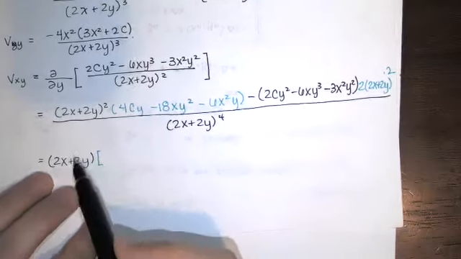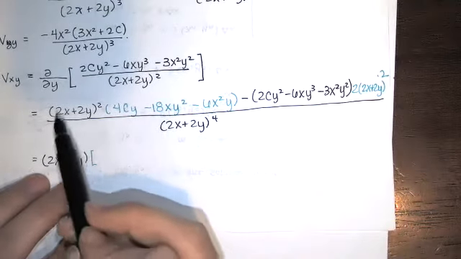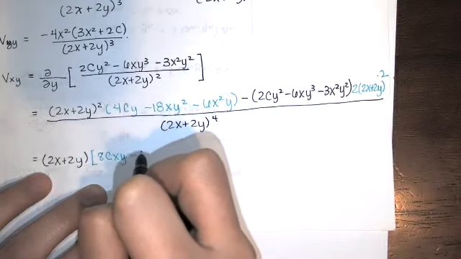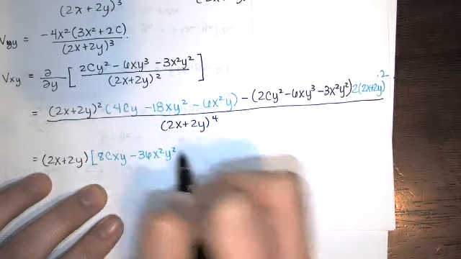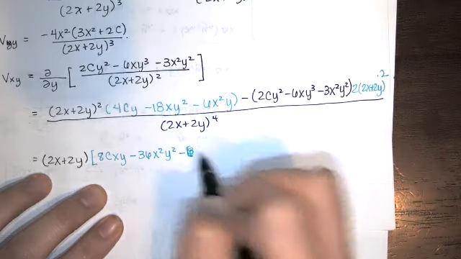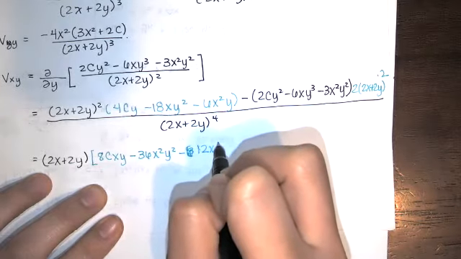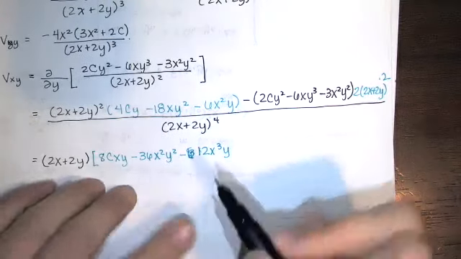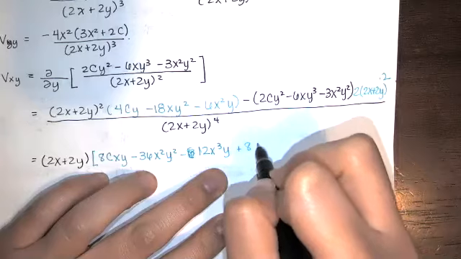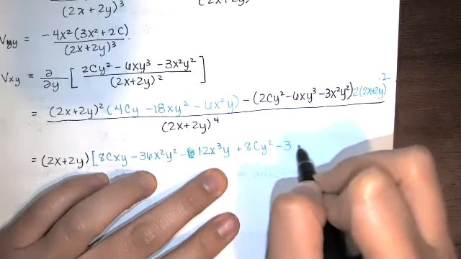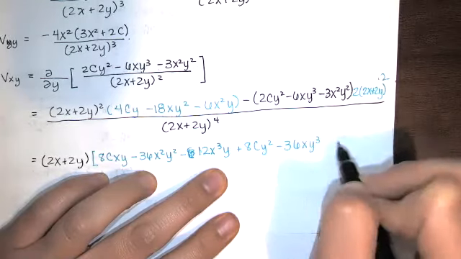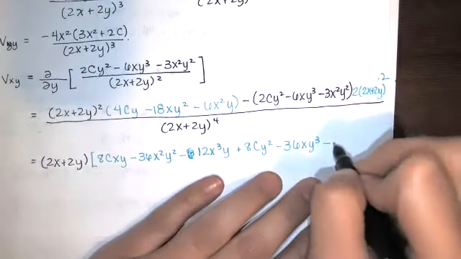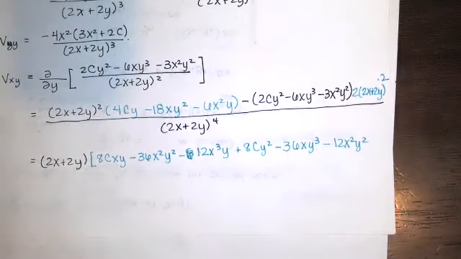And then I'm left with 2x plus 2y times this quantity. I think I'll distribute the 2x first. So I'll have 8cxy minus 36x squared y squared minus 12x cubed y. And then I will distribute the 2y next. So I'll have plus 8cy squared minus 36xy cubed minus, this times 2y is negative 12x squared y squared.